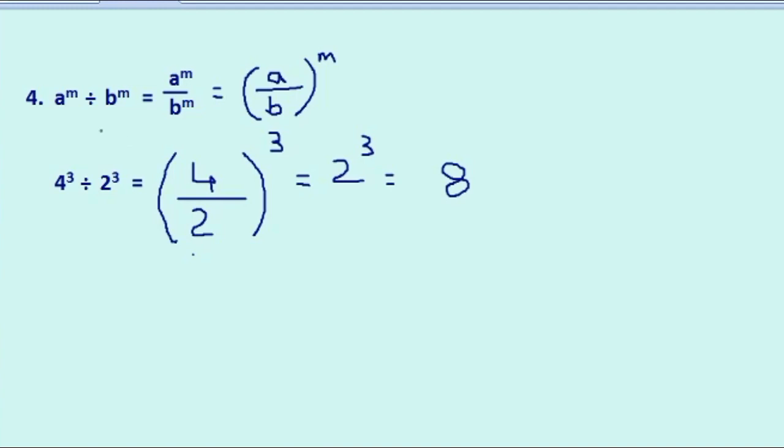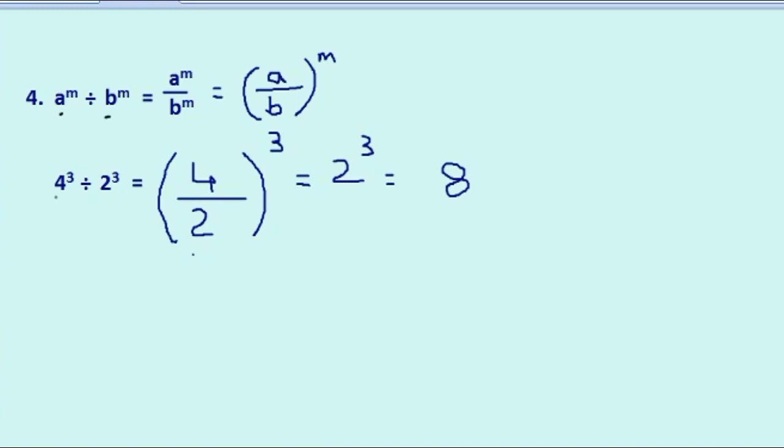Now we'll come to divisions. If there is a raised to the power of m divided by b raised to the power of m, here the bases are different, a and b, but the powers are the same. So this becomes a raised to the power of m upon b raised to the power of m. We can also say this as (a upon b) raised to the power of m.